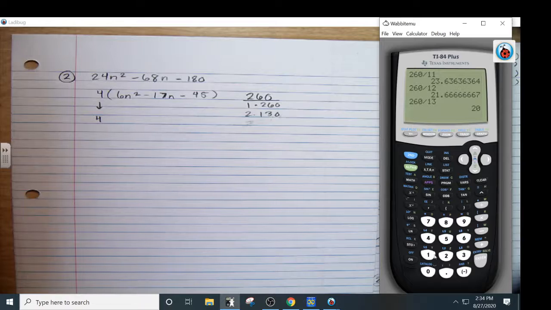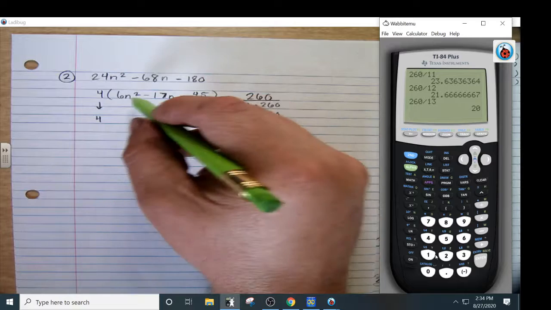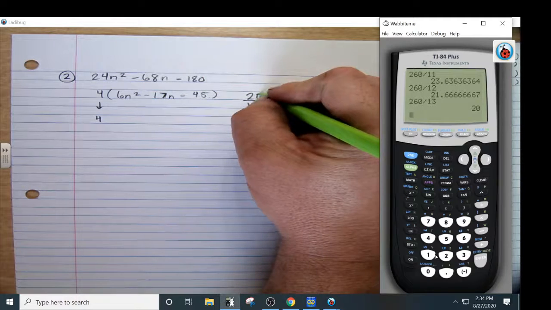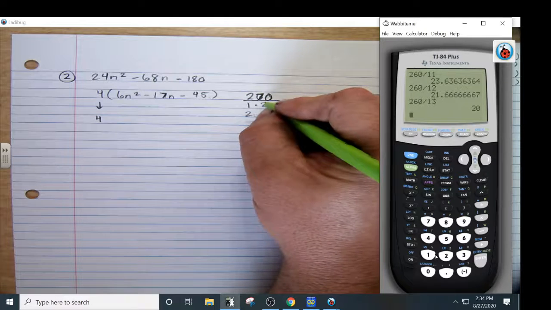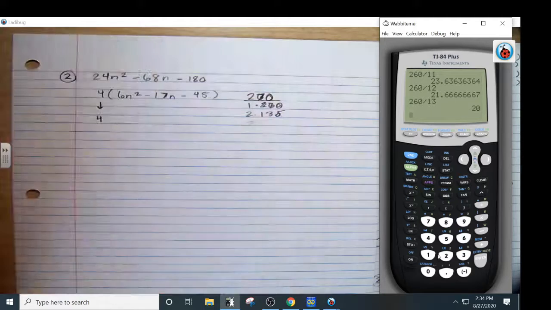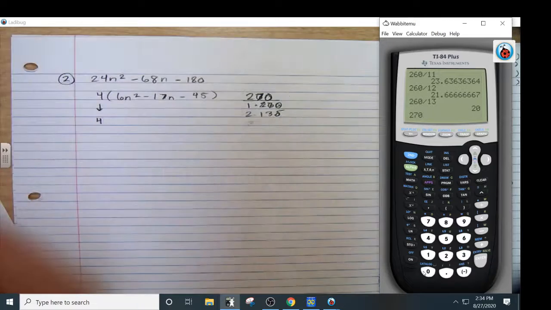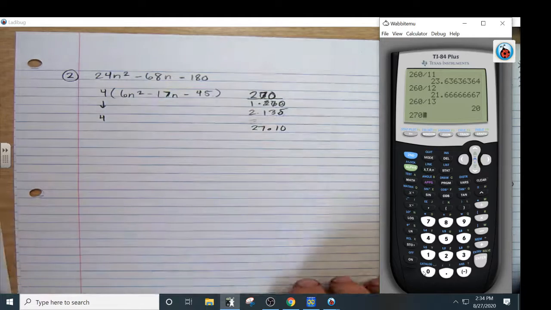Nope. Okay, let's do. I think I messed up. That should be 270. 6 times 5. Yeah, I know something didn't look right. All right, let's do. This is going to be 27 and 10. I can already tell that's what it's going to be. All right, guys, so if you go down through there, it will be 27 and 10.